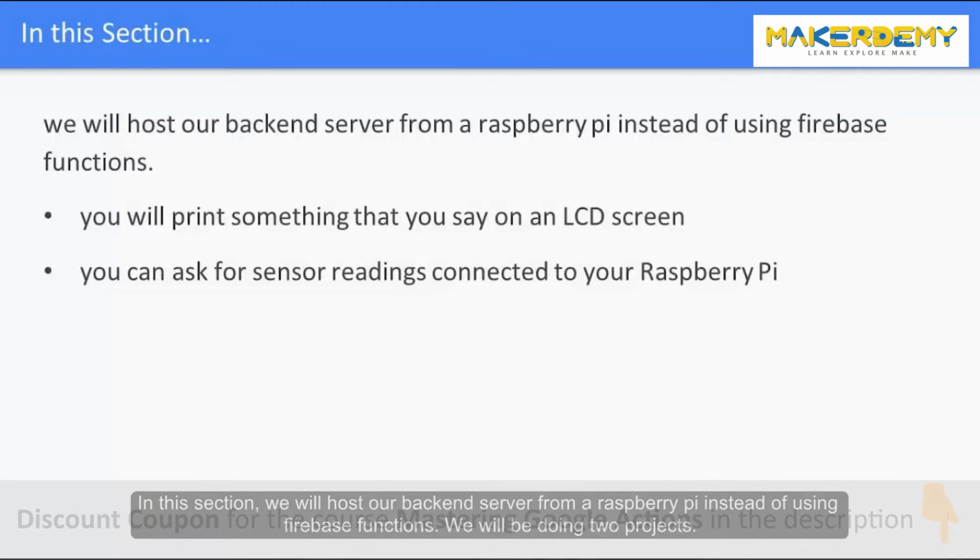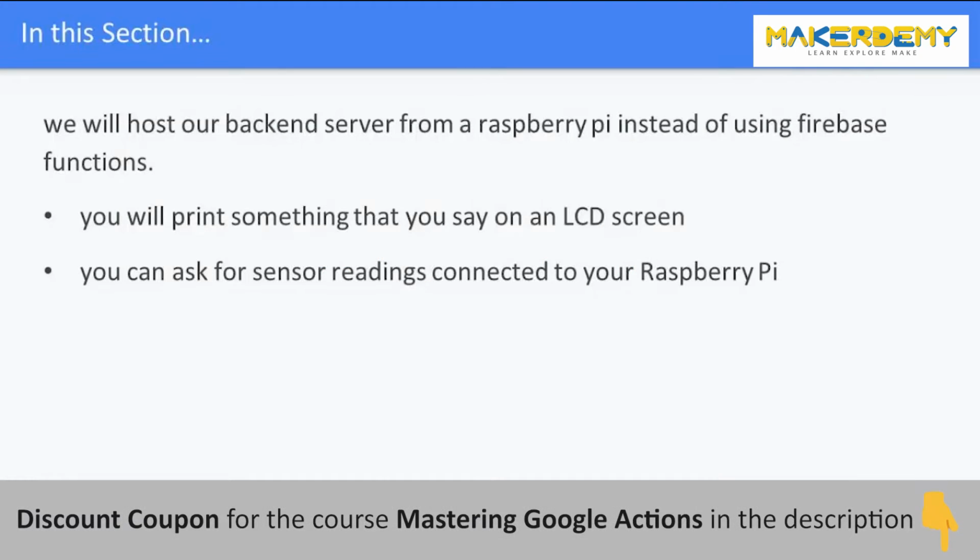Raspberry Pi. In this section, we will host our backend server from a Raspberry Pi instead of using Firebase functions. We will be doing two projects. One, you will print something that you say on an LCD screen, and two, you can ask for sensor readings connected to your Raspberry Pi.